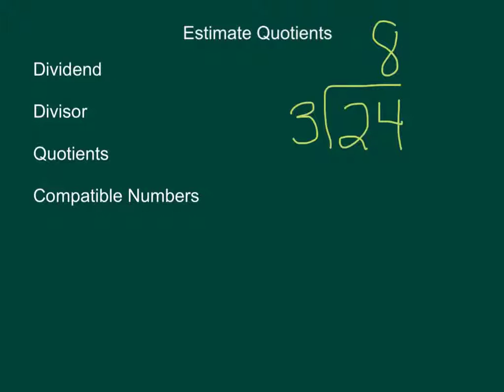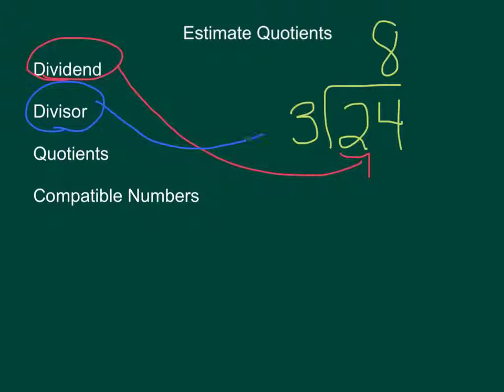And if I were to label the dividend, that should be labeled as the total number that we are beginning with. The divisor would then be the number that we are dividing by, and the quotient would be our answer.